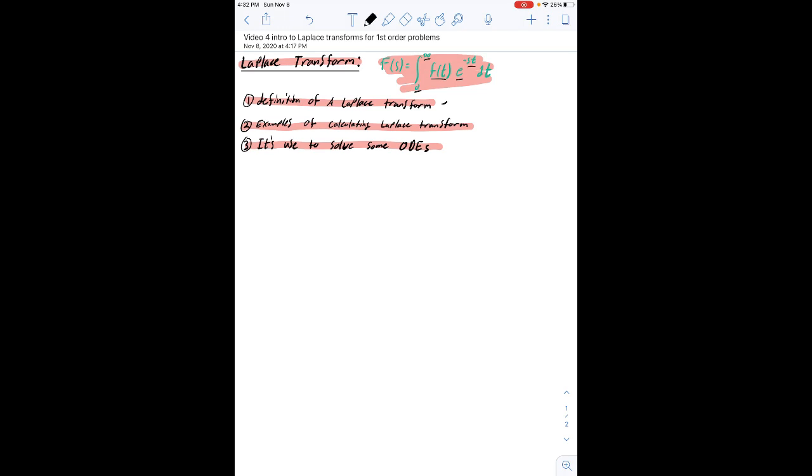Alright, since we have the definition already given right here, let's go straight into some examples. Let's say that f of t is equal to 1. So it's just a constant line, goes like this. Then we plug f of t into our formula given up here, and we get the integral from 0 to infinity of 1 times e to the minus st dt. We know that the integral of e to the negative st is going to be negative 1 over s e to the negative st. We then evaluate this from 0 to infinity.